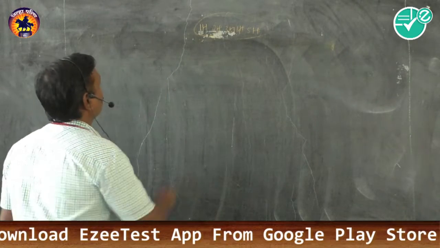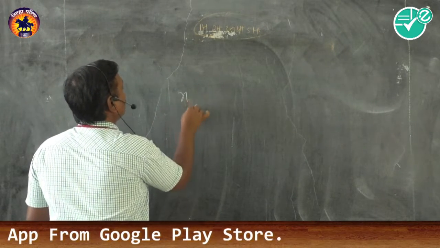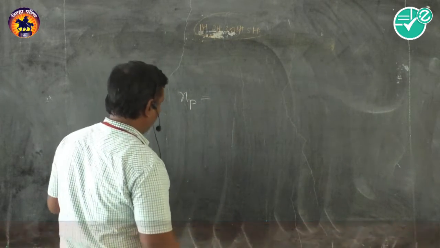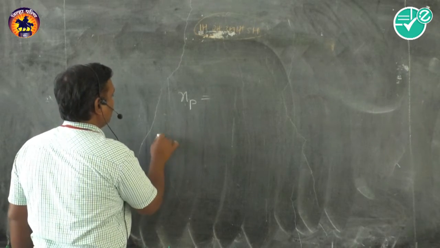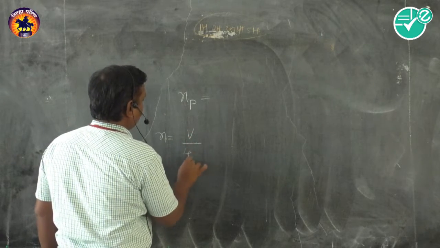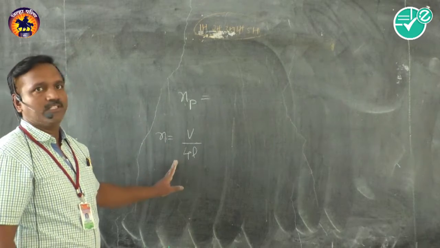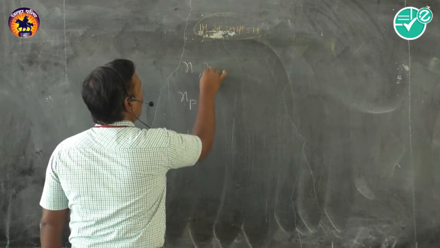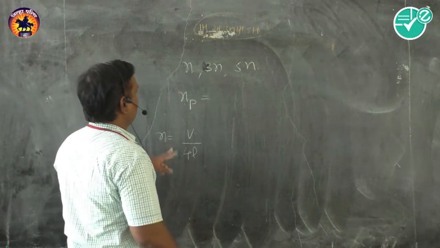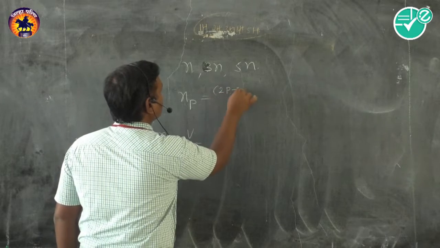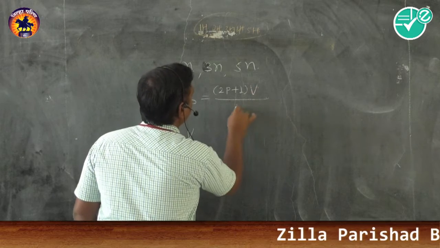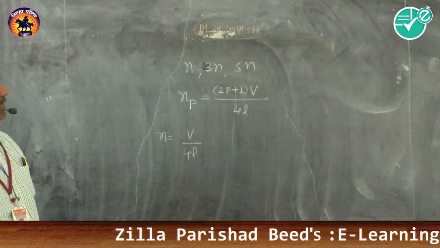Therefore, in general, we can write the frequency of the pth overtone. The formula for that frequency is N equals V divided by 4L. But in this case, only odd multiples are present, only odd frequencies. It means that N is (2P plus 1) into V divided by 4L. This is the formula.